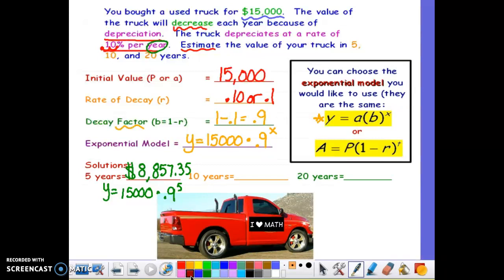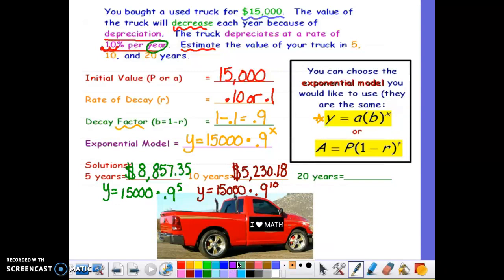Now we go ahead and do the exact same thing for 10 years. Instead of plugging in a 5 for x, we're going to plug in 10. 15,000 times 0.9 to the 10th. Since this is decay, you should be thinking, well, this number should definitely be smaller, right? As time goes on, our value of our truck should decrease. And in fact, you should get $5,230.18.